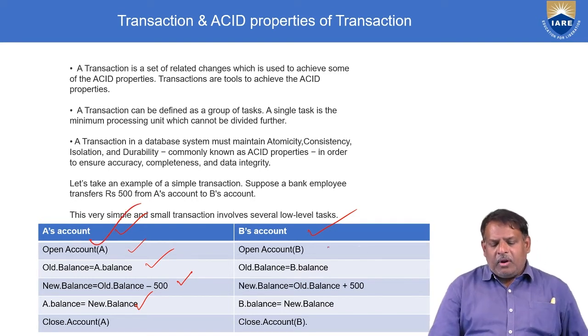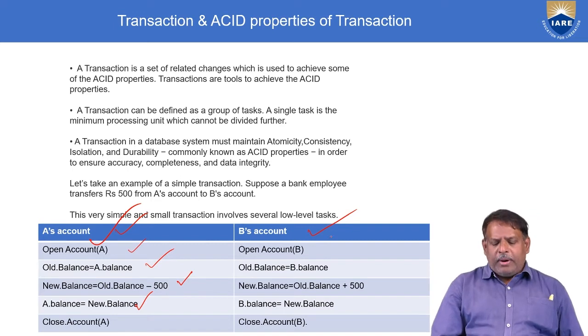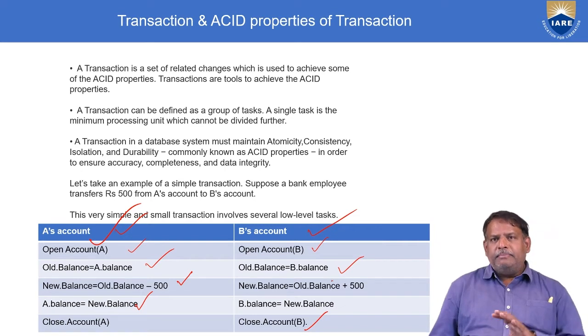Similarly, now we have to add this 500 to account B. Open account B, old balance equal to B.balance. This is the existing balance. New balance is old balance plus what we have received from account A, that is 500. B.balance equal to new balance, close account B. This is a simple transaction process: how you can transfer from A to B, and what serial steps are involved in this process.